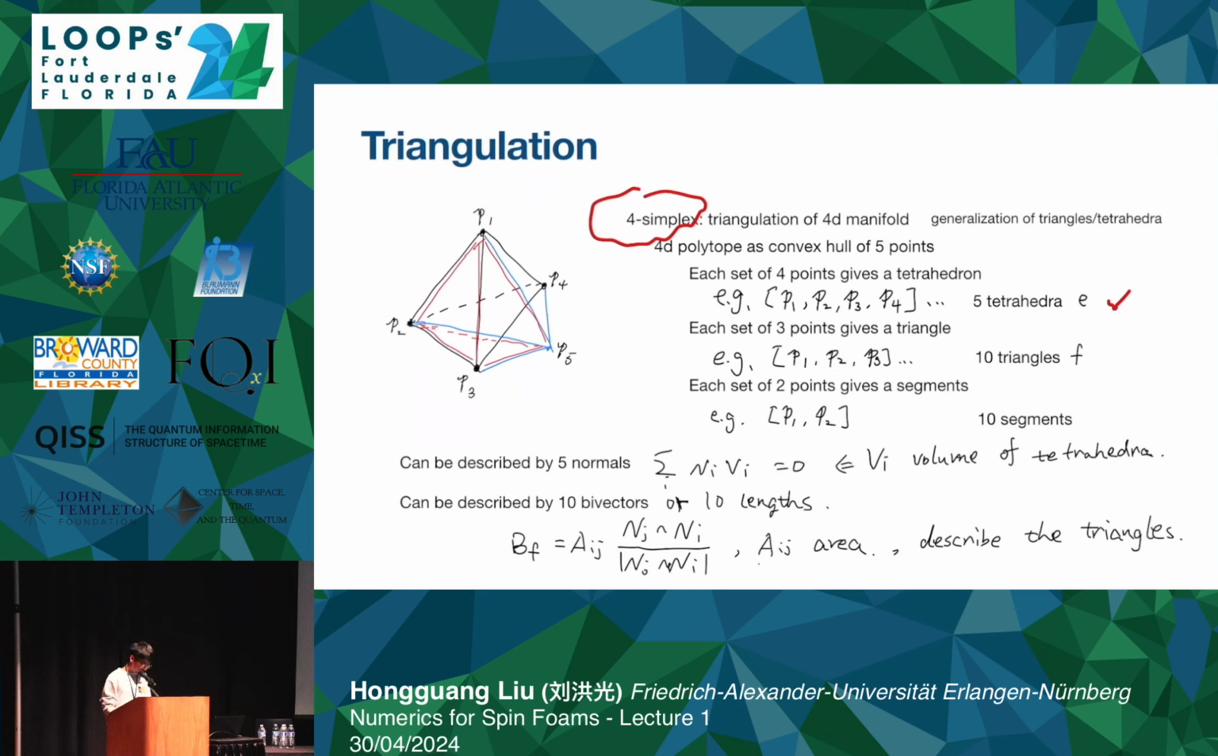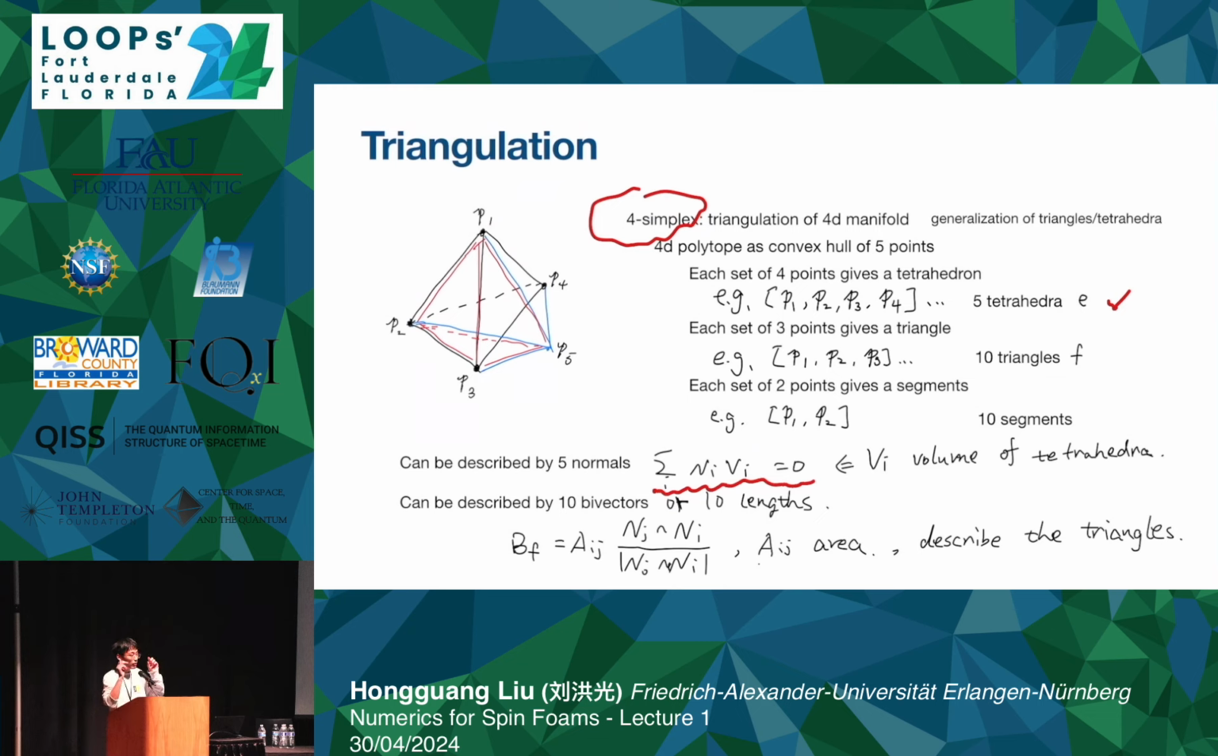One more thing is, okay, a 4-simplex is described by 5 points in space-time, up to Poincare-like transformations. But it can also be described by 5 normals. And these 5 normals are subject to something called the Minkowski theorem, which is the closure condition. It says that the 5 normals multiplied by the volume of the tetrahedron, summed over, give you 0. This is the closure.